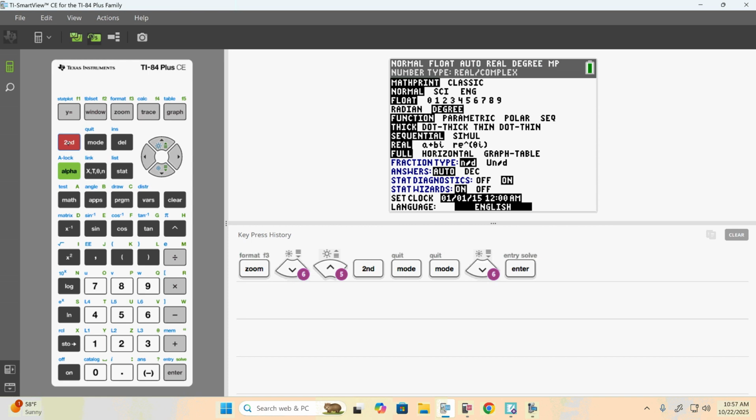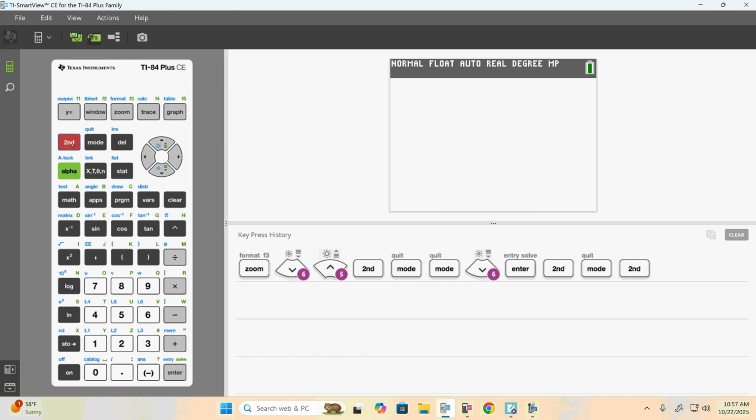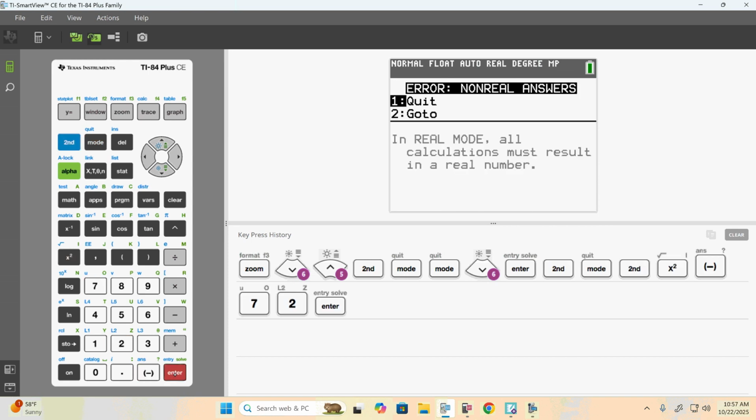Most likely y'all are set here. If we plug it into the graphing calculator, square root of negative 72, there's a good chance it's going to give you this here: non-real answers. Because yes, we already said square root of negative 72 is not a real number. It is an imaginary number.